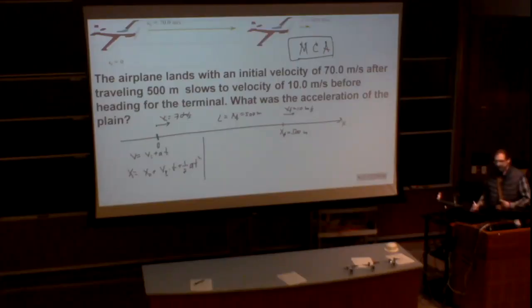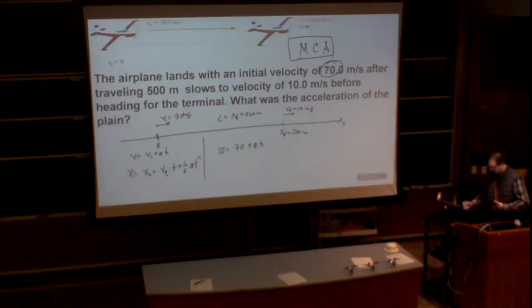Okay. These are generic, general equations for any motion with constant acceleration, and we need to apply them to this specific situation. And what makes this specific? Well, certain numbers, for example, 10 should be equal to 70 plus acceleration times time. When I know a number, I have to use it. Using means plugging it into the right spot.